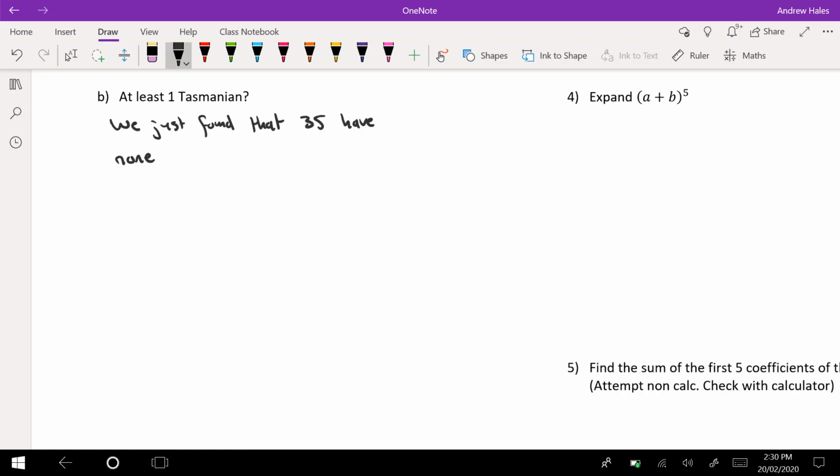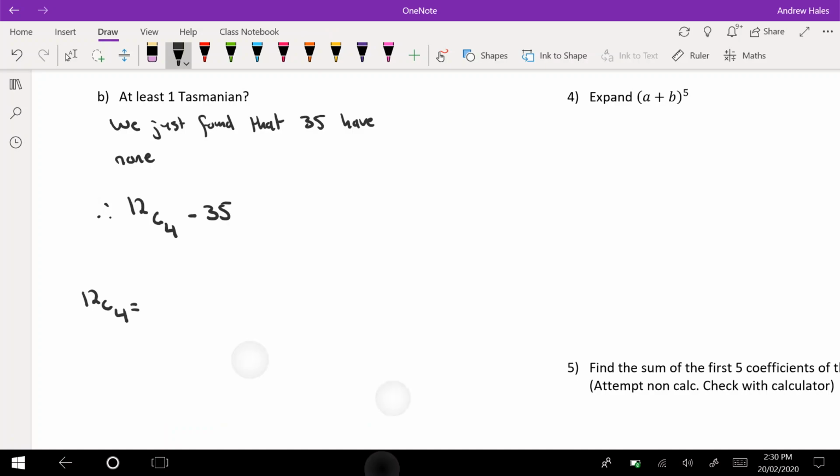So, to figure it out, how many people do I have in total? I have 12. 7 Victorians, 5 Tasmanians. So 12C4 would be if there were no restrictions. That'd be all the possible teams. Then I just have to take away 35 because that's the complement of my event. Again, this is a non-calc question, so let's see if we can figure it out without a calculator.